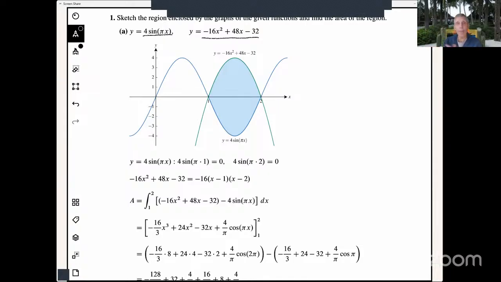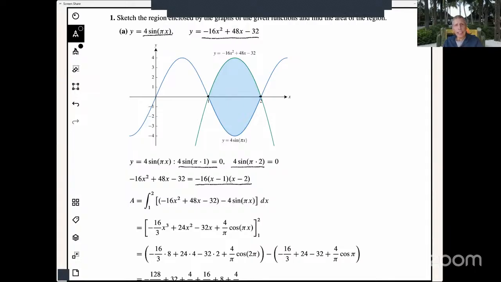When I first graphed these two, it sure looked like these two graphs intersect at x equals 1 and x equals 2, but I wanted to double check that. I don't think I could take 4 sine pi x, set it equal to the other expression, and solve, at least analytically with paper and pencil. But I do know that the sine of pi is 0, the sine of 2 pi is 0, and I was able to factor this quadratic into two linear terms, x minus 1 and x minus 2. So indeed, they intersect at x equals 1 and x equals 2.